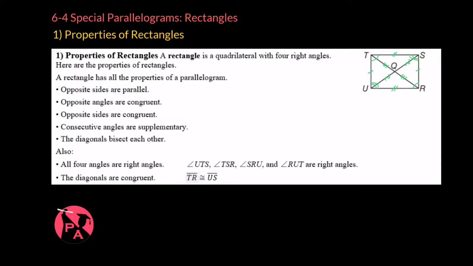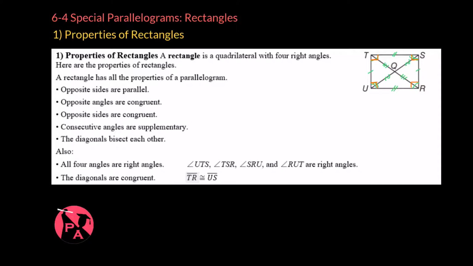The first one is the angles are 90 degrees, like T, S, U, and R. So what happened to the other properties that we talked about, like the consecutive angles are supplementary? If you look at these carefully, angle T is 90 degrees, U is 90 degrees. If we add them together, the answer is 180 anyway. And the opposite angles, they were the same. They are still the same, 90 degrees, 90 degrees.